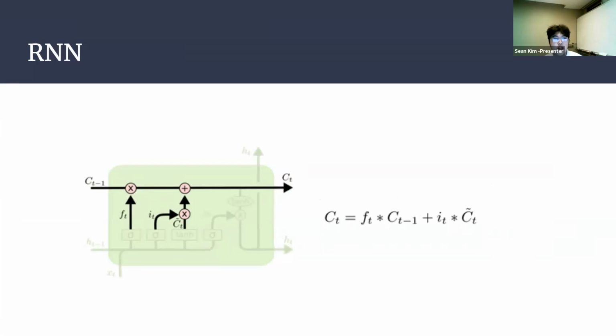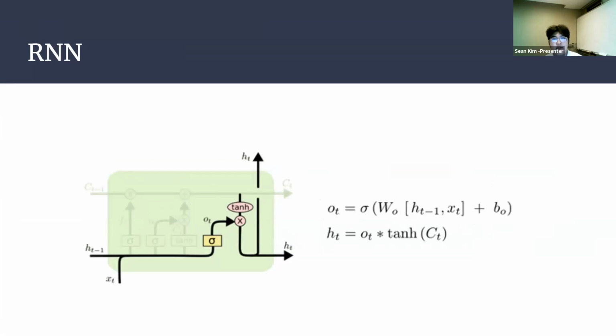Sorry, this is the correct image. Lastly, you have to decide which values to output. Now for this output, the cell state, this output will be a filtered value that is based on the cell state. First, in the sigmoid layer, you put the input value in the sigmoid layer and it decides which part of the cell state will be sent to the output. Then the cell state goes through the tanh layer, which gives a value between -1 and 1, and multiplies it by the sigmoid gate. And therefore, we get only the values that we want to output.